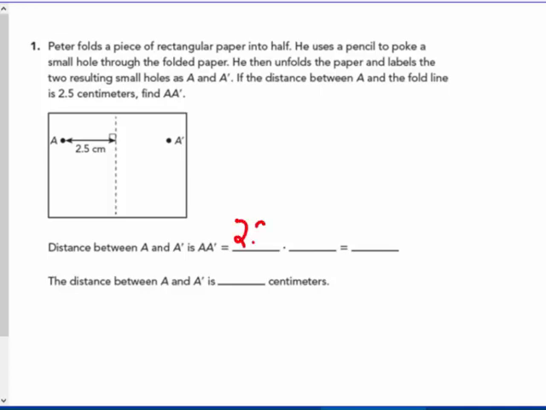Well, the distance between A and A prime is actually 2.5 times 2. This is the times symbol here. Times 2, which would be 5 centimeters away, because the fold line, if they're 2.5 apart, then this would also be 2.5, right? So 2.5 times 2 gives you 5. The distance between A and A prime then is 5 centimeters.